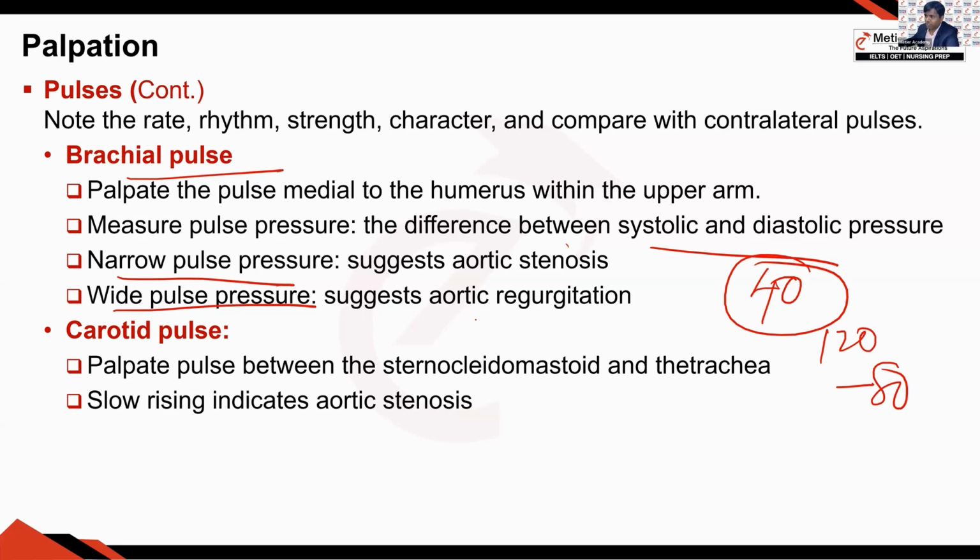Now the question is, what is narrow pulse pressure and what is wide pulse pressure? Narrow pulse pressure is usually less than 25, which is seen in aortic stenosis. Wide pulse pressure is a major cardiovascular condition, that is aortic regurgitation.